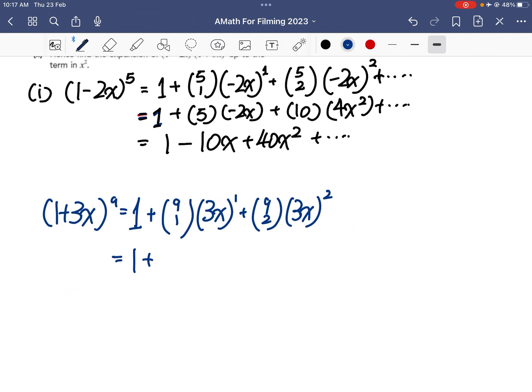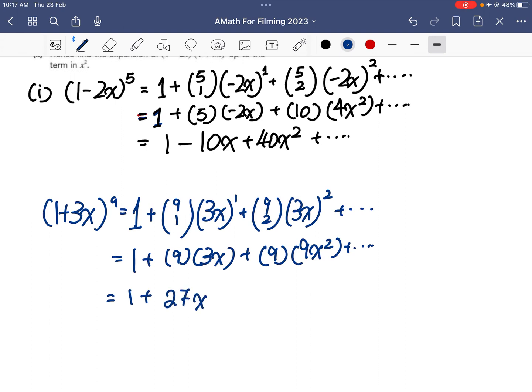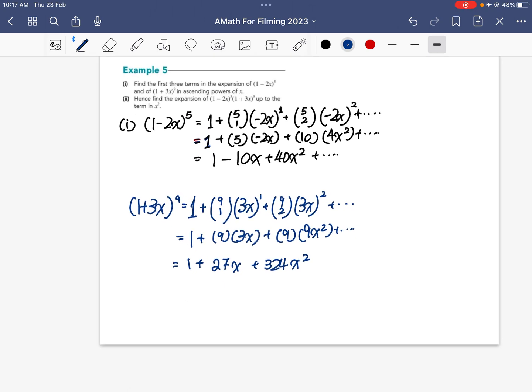Similarly for the second one, 1. 9 choose 1 is 9, then times 3x. 9 choose 2: 9 times 2 is 18, 18 divided by 2, this value should be 9. 3x times 3x, (3x) squared, is 9x squared. So what I get here is 1 plus 27x plus 81x squared. Just like that.